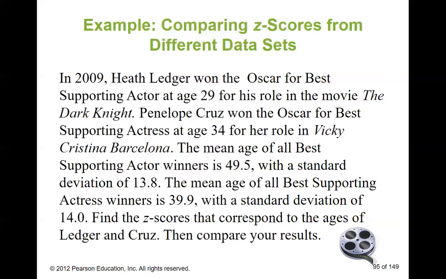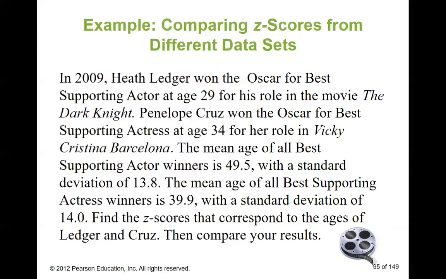Now, for Heath Ledger, all right, Daniel says he got negative 1.5. Anybody else get that? 29 minus 49.5 divided by 13.8. You said it's negative 1.5? Sorry, it's negative 1.48. Yeah, let's keep a few more digits. So negative 1.48 is fine. All right, what about this one? For Penelope Cruz, 34 minus 39.9, and then divide that by 14, you got negative 0.421. So 0.42, and it's negative.